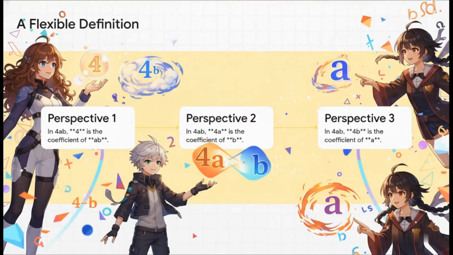Now, here's a kind of cool thing about that official definition. It's really flexible. If we look at the term 4ab, we can say that 4 is the coefficient of ab. That's the normal way. But you could also say that 4a is the coefficient of b. It really just depends on your perspective. That said, 99% of the time, we're just talking about that number right out front.